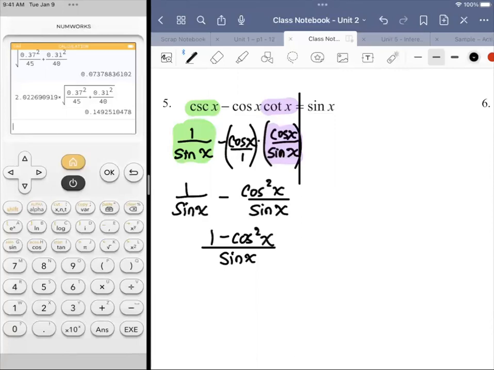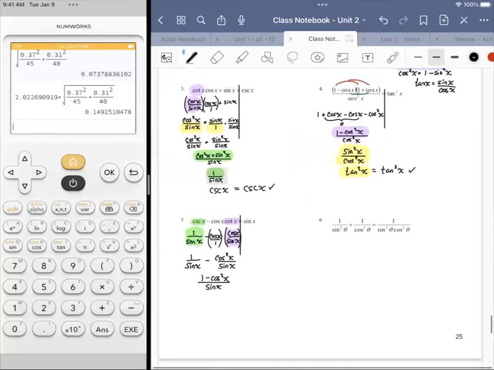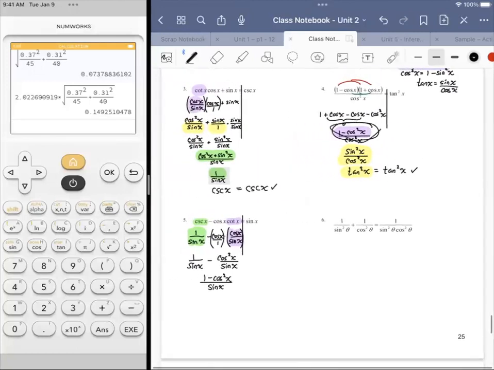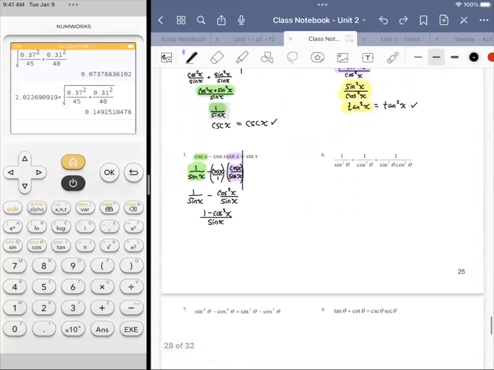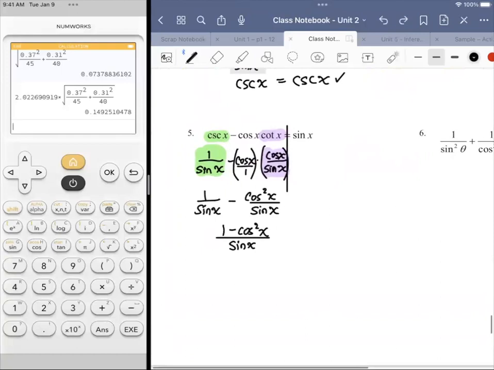Now, again, if you know the rules, next step is obvious. If not, you have to think back. Oh, do I have a rule that shows equivalence for 1 minus cosine squared x? Fortunately, we just did that. 1 minus cosine squared x, we discovered was sine squared x. So that's what I'm going to do. I'm going to replace it with a sine squared x.